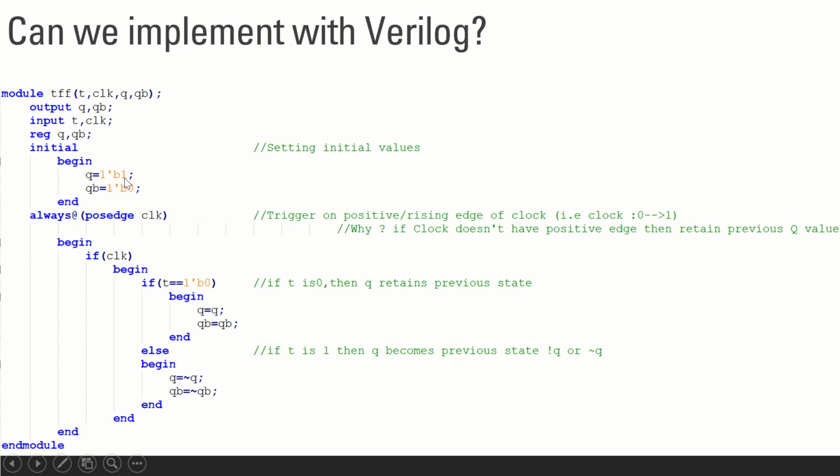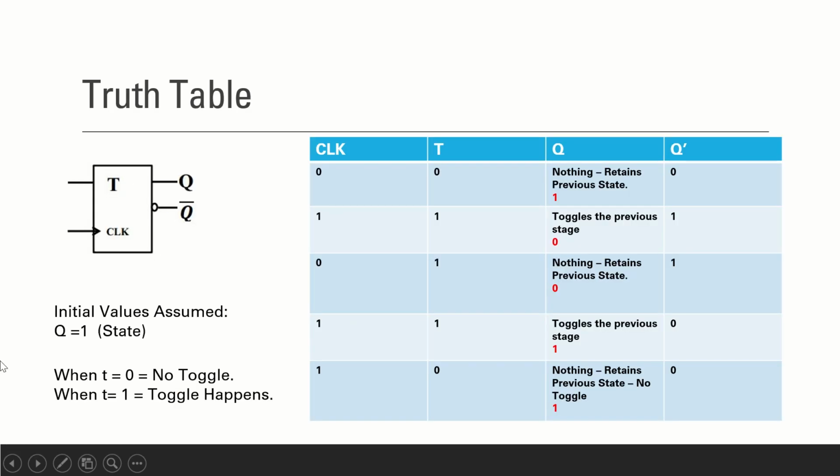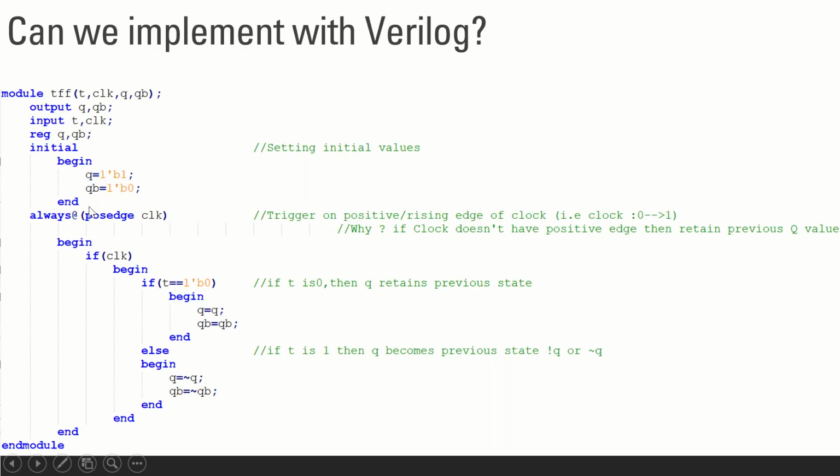Q is initially set as 1. This is what I told you here. I am assuming the initial state Q as 1. So it is assumed here and Q bar will obviously become 0. And remember, whenever the clock goes to positive edge, which means whenever the clock gets transitioned from 0 to 1, I need to bother. That's the only scenario that I'm going to look into, and always at the positive edge of the clock. If the clock is true, I will begin the process, and what will happen?